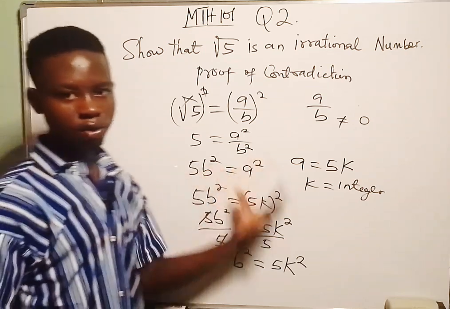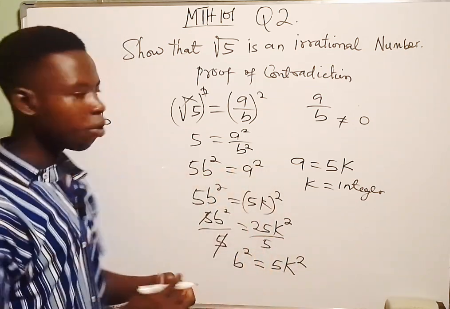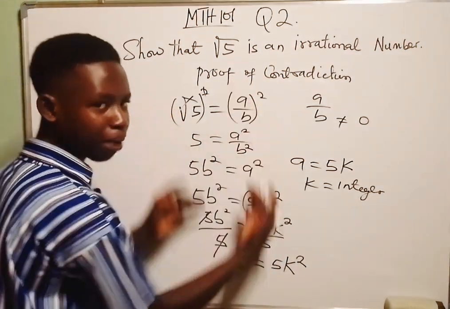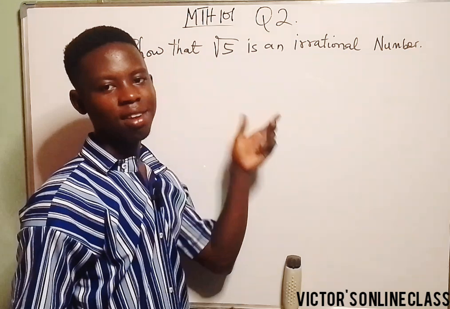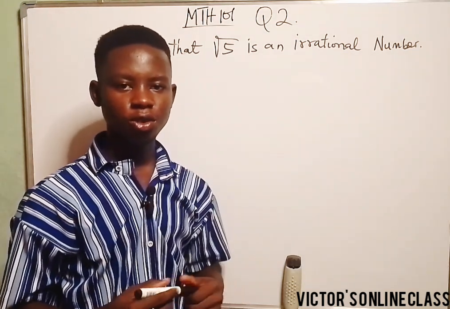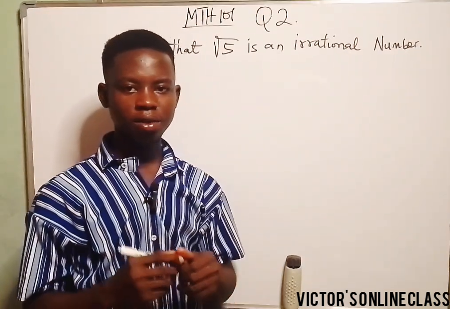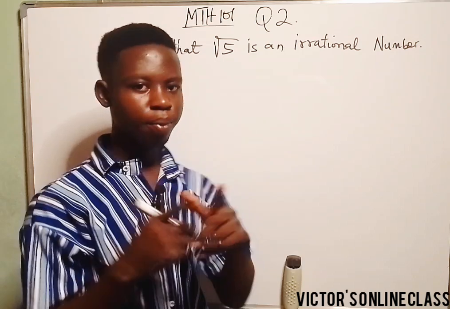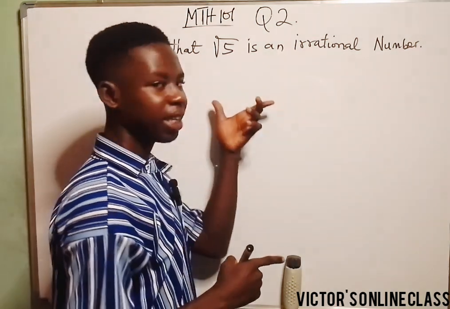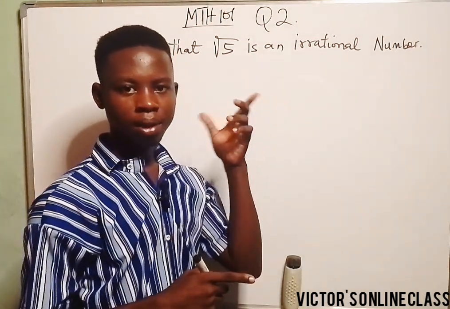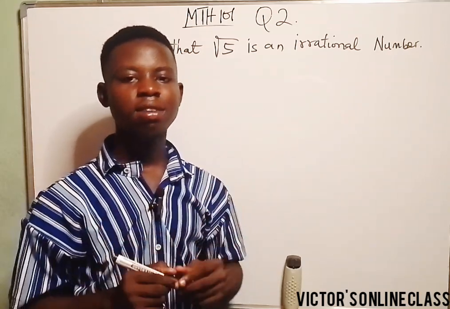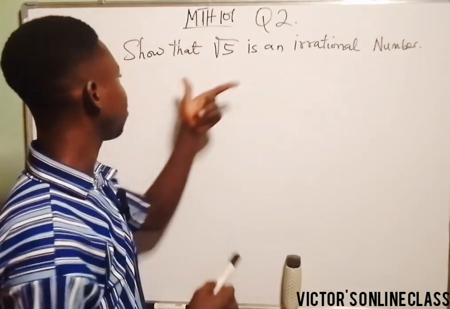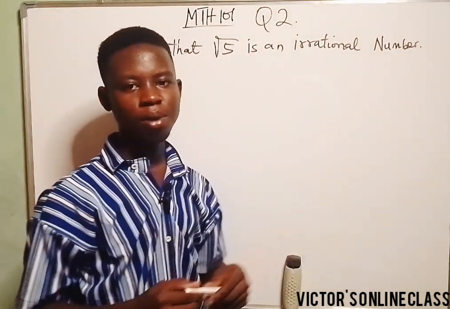This is just the explanation for those that may not be able to understand it. I am going to be writing down the statement. If you're not strong in mathematics, this kind of question will be a bit confusing to you. But I assure you, if you pay maximum attention to this explanation I'm going to give, you will understand it to the fullest. Now, we are asked to show that root 5 is an irrational number.